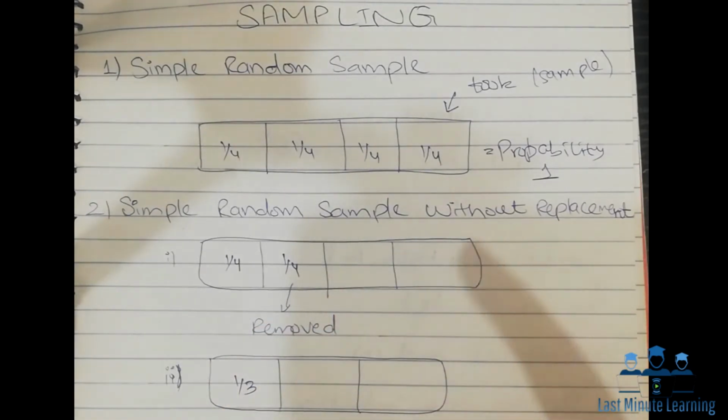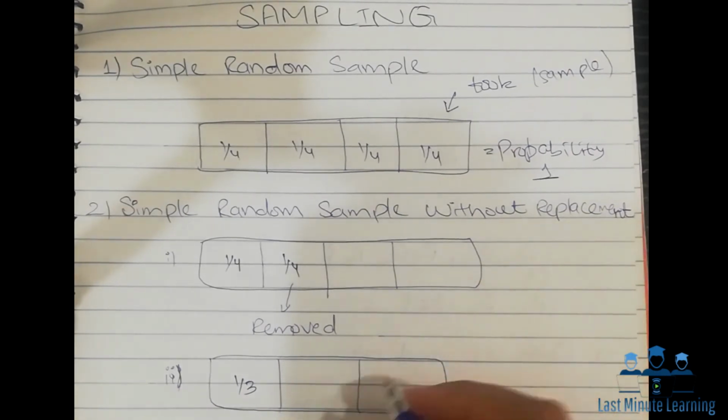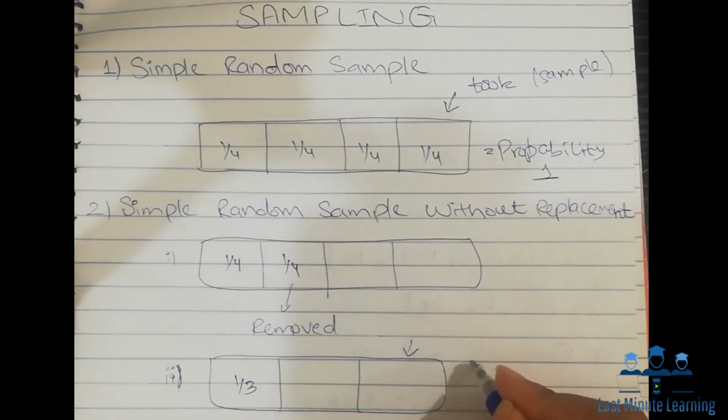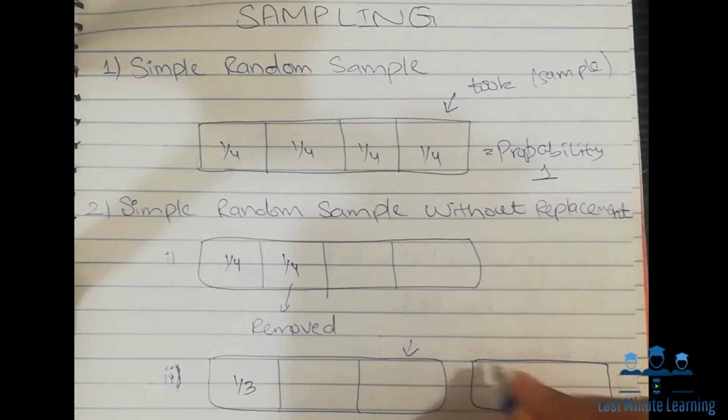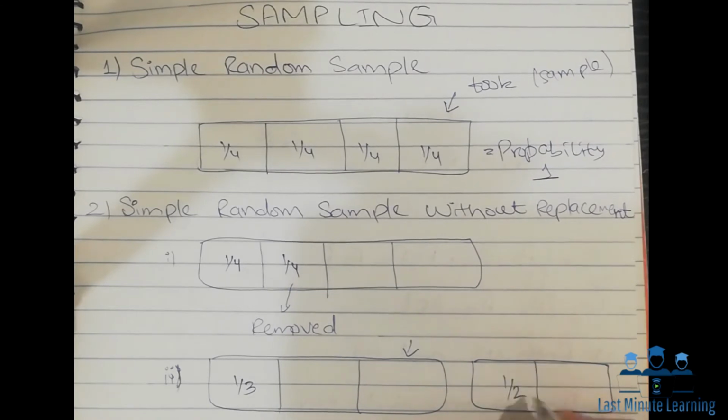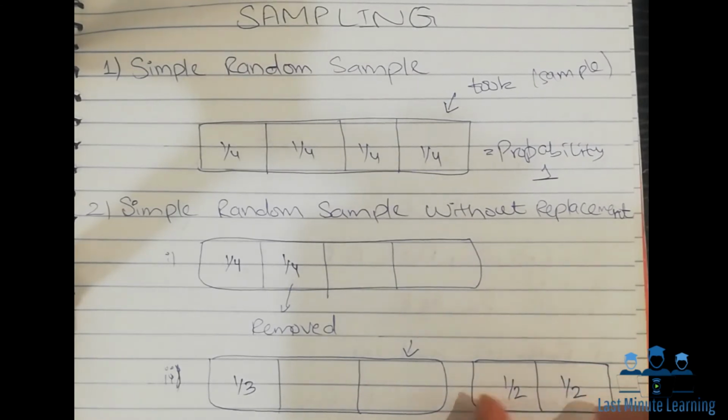The next data which would be removed from this would affect the overall data. Like for example, we remove this as well. Then we will get the probability 1 by 2 for each chunk.